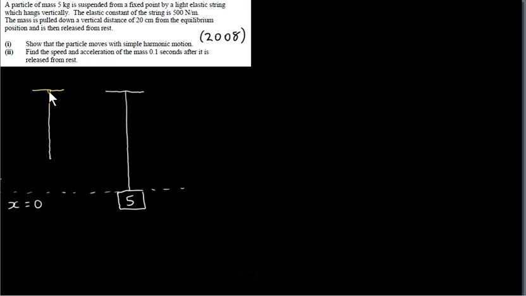So the string is hanging with its natural length. A mass of 5 kilograms is attached to the string. So the string gets stretched by a certain amount. Let's say that that amount is d. Now, the mass is hanging here in its equilibrium position. So it's hanging here at rest. So the resultant force on it is 0.